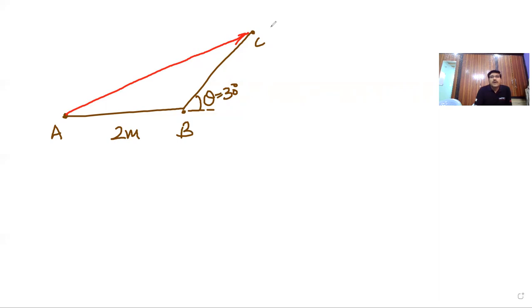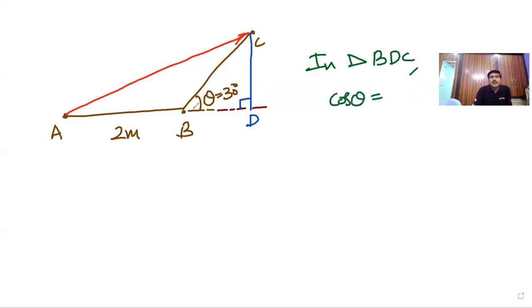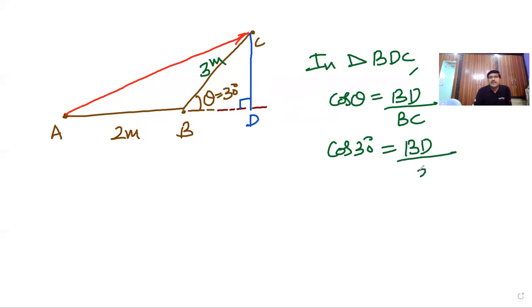Now we have extended this. We dropped a perpendicular, we said it is D. So now I'm taking right angle triangle BDC. Cos theta means adjacent side BD by hypotenuse, this is already given 3 meters. This is already in the problem quoted. So BD by BC, cos 30 equals BD, we don't know, by BC, which is 3 meters.